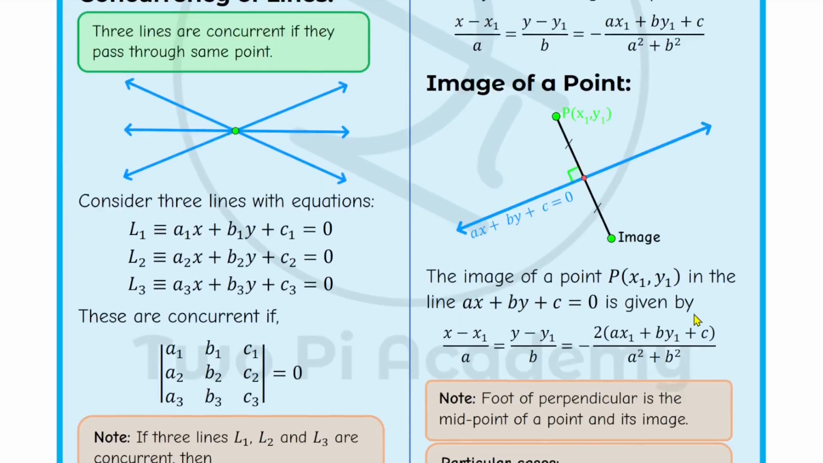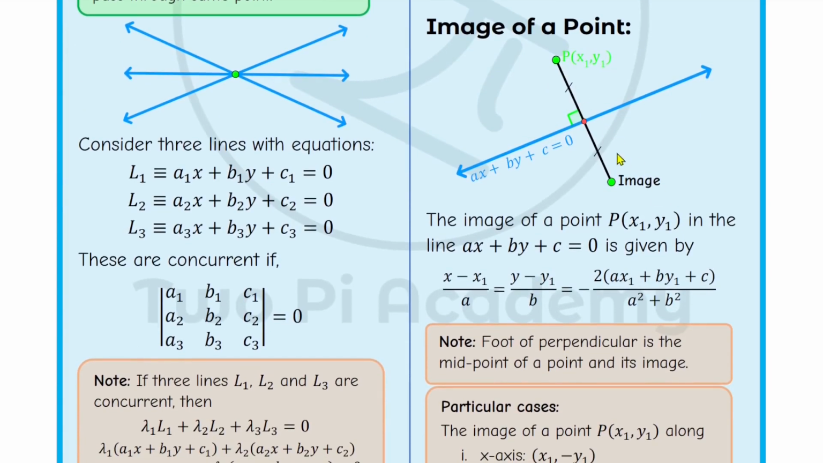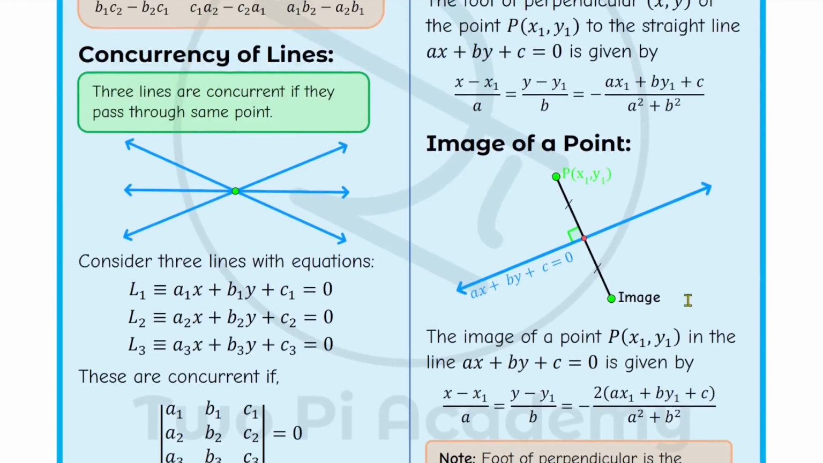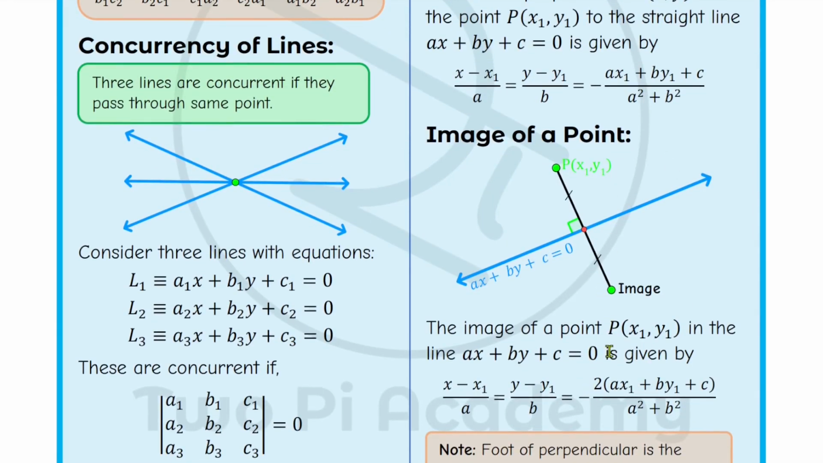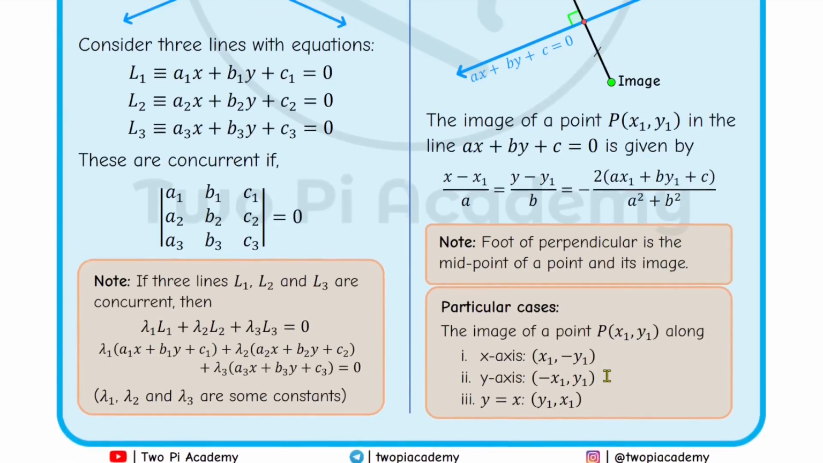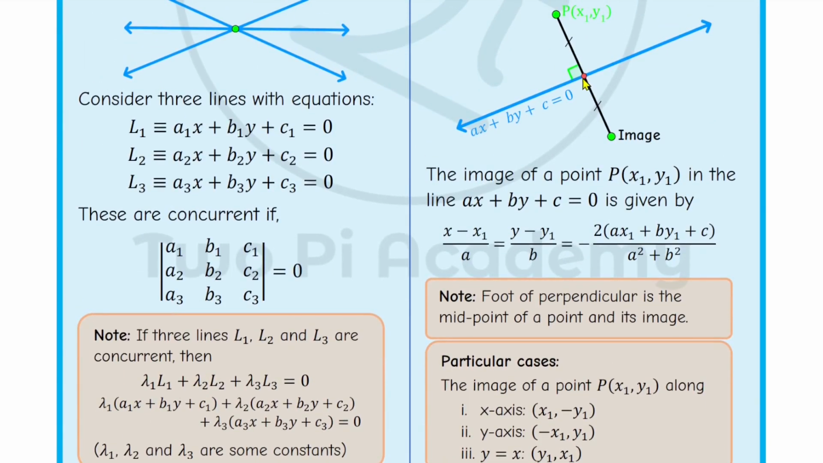And then we have the image of a point. This is also known as the reflection of that point in the line. So let's say a point is P(x1, y1) and the line is ax + by + c = 0. Then the image is given by (x - x1) by a = (y - y1) by b = -2(ax1 + by1 + c) by (a squared + b squared). This is the same as foot of the perpendicular, but only this 2 is the difference. And one thing to remember is that the foot of the perpendicular is the midpoint of a point and its image. You can see here, right? The foot of the perpendicular divides the point and the image into two equal parts.